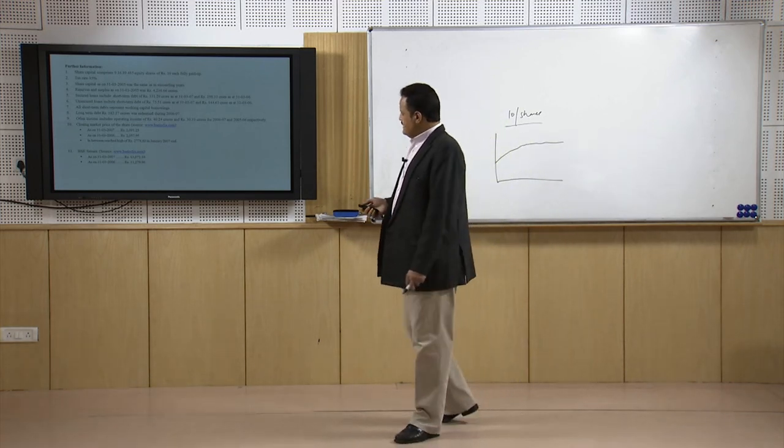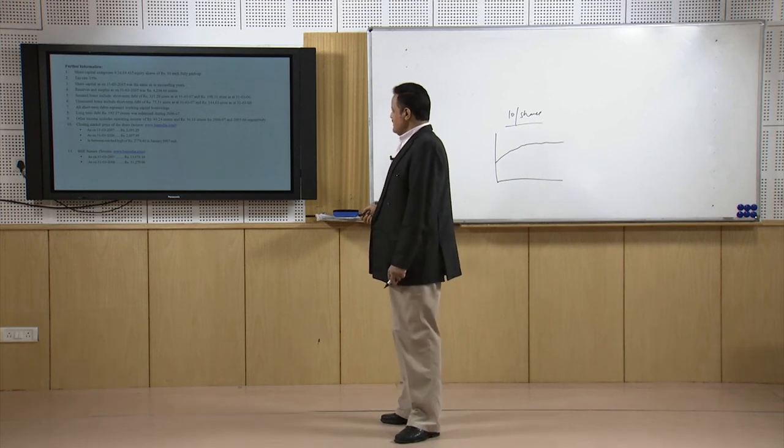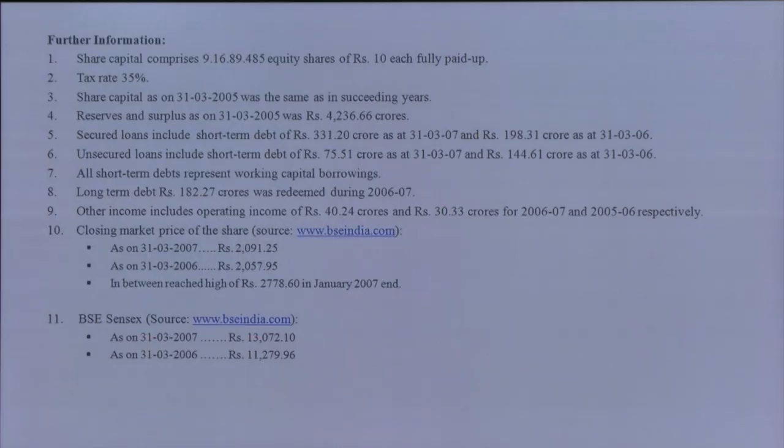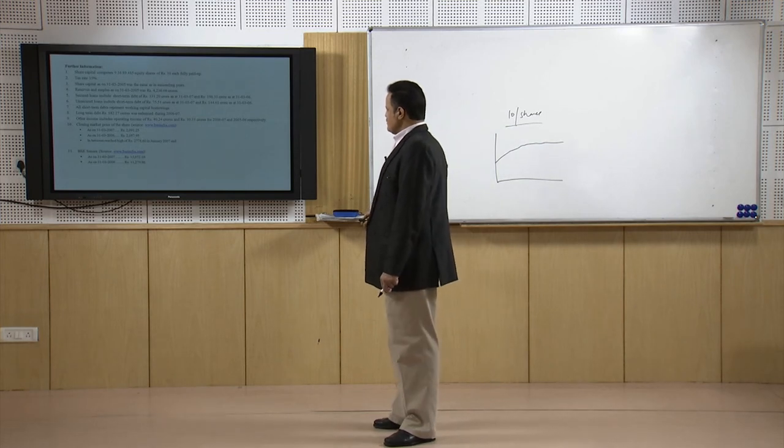And if you look at the Sensex value on these dates, on 31st March the Sensex was 13,072, which has also gone up as compared to 2006. So, the growth is also there, and you see one more important thing here: in between, the share of this company had reached up to 2778 or 79 in January 2007.